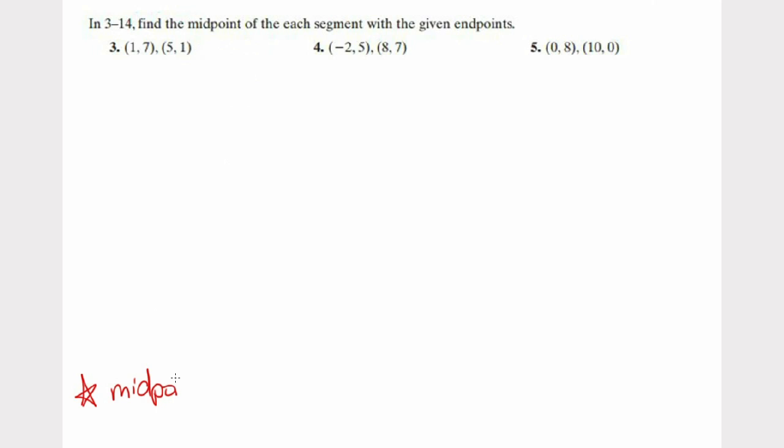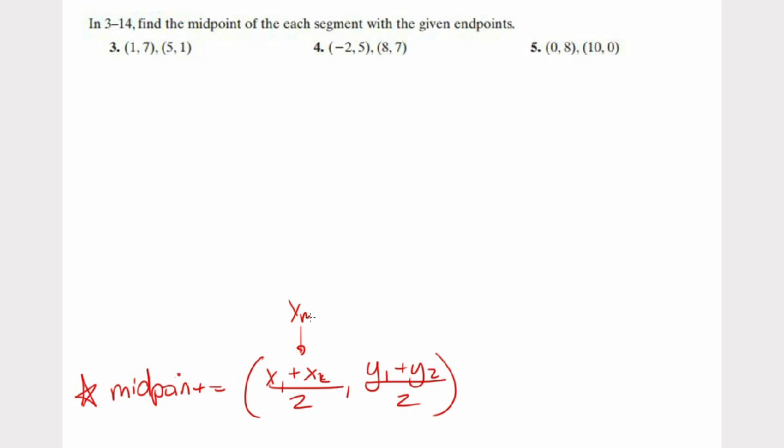Midpoint is equal to (x1 plus x2 over 2, comma, y1 plus y2 over 2). This part refers to the midpoint of the x's, and this part refers to the midpoint of the y's. So as we do these problems and find the midpoint of these 2 points, we'll need to find the midpoint of the x's separately and then the midpoint of the y's separately.